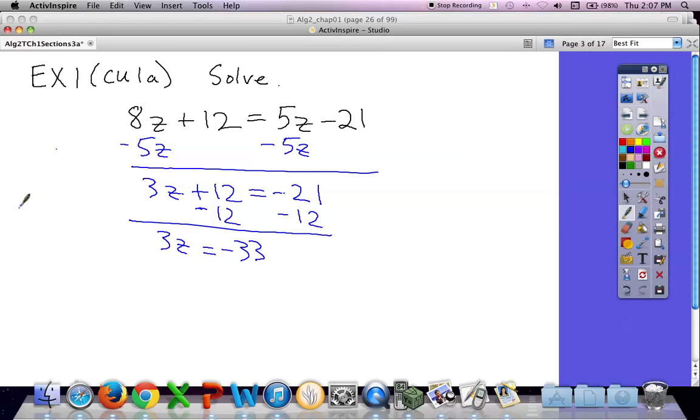Now, last step, divide by 3. So z equals negative 11. And how could you check to see if that's true? You could plug it into the original equation here and make sure that what it simplifies to on both sides is equal.